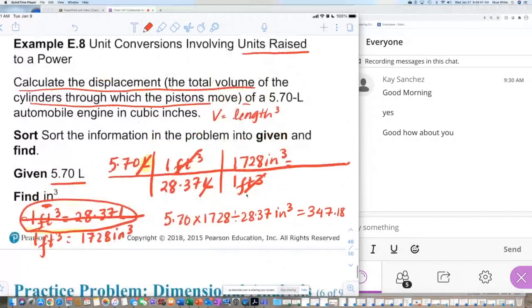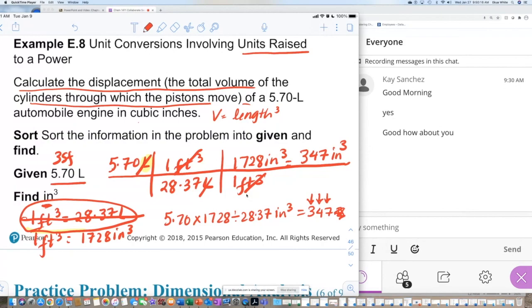So I go back here and I look at the numbers. I was given only one number. That one number has three significant figures. So in my final answer, this number remains, this number remains, this number remains, then everything has to be rounded off. The first number after the 7 is 0.1. So the 0.1 is less than 5. I can drop everything off. My answer will be 347 inch cubed.